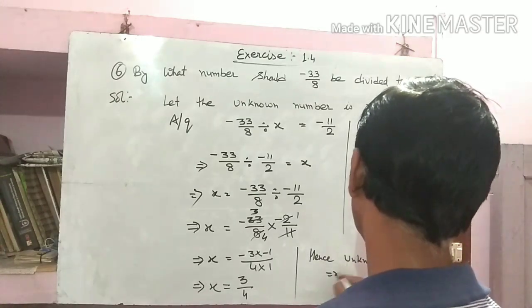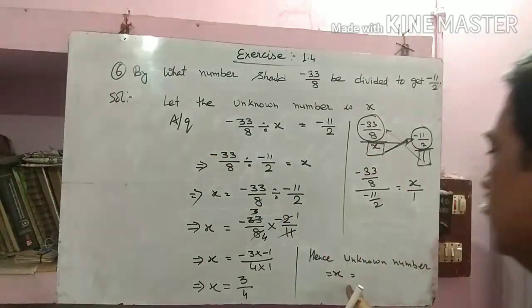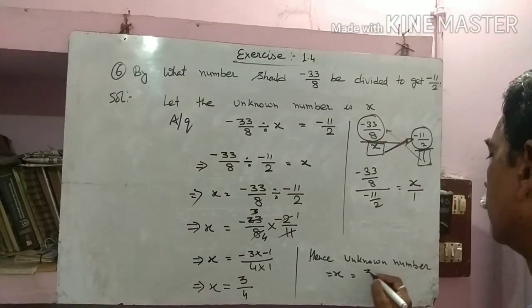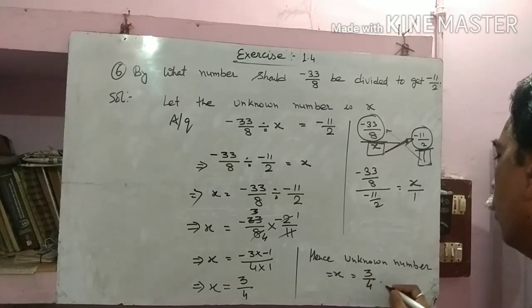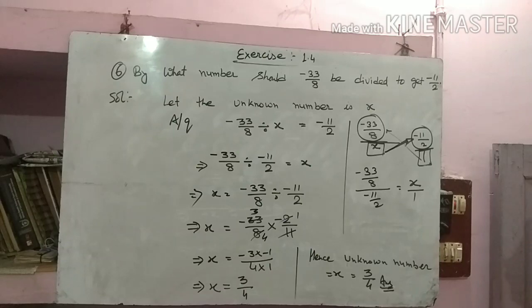The unknown number x, which we have just solved for, is x equal to 3 by 4. This is the answer. Okay, write this one also.